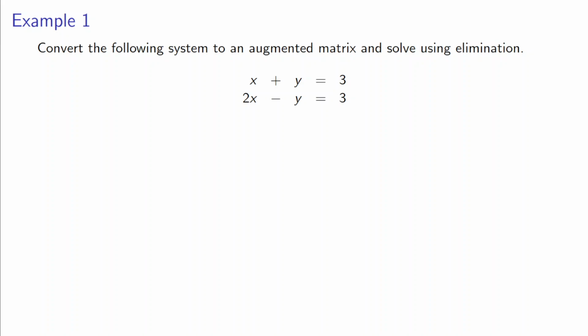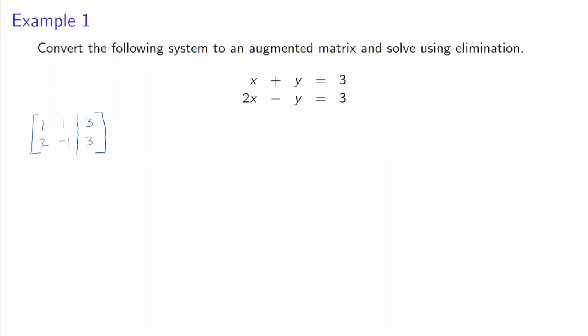In this video, we're going to be looking at some examples of solving a system by first converting it to an augmented matrix and then using our elimination method. So let's take a look at this first example. We can first convert it to an augmented matrix. That's going to look like the matrix 1, 1, and then we put our vertical line to represent that equal sign, 3, and then 2, minus 1, 3.